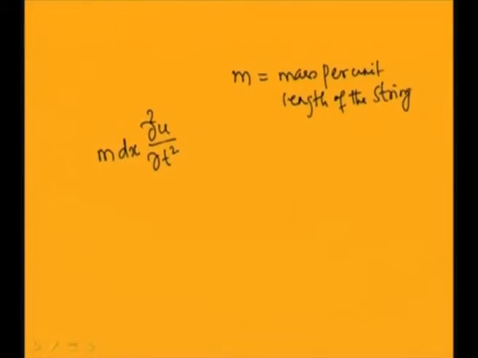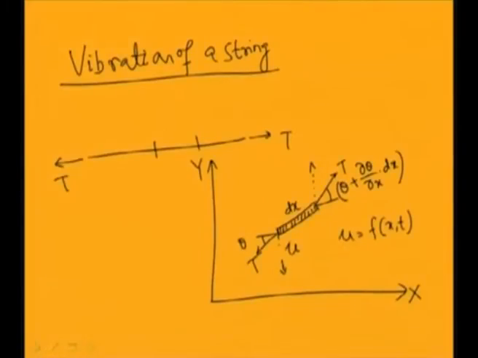So, the derivative with respect to t, that thing we can write as a partial derivative. So, this becomes m dx into del square u by del t square. This is the mass into acceleration. So, this will be equal to net force in this vertical direction. So, net force in the vertical direction equal to T into sine of theta plus del theta by del x into dx. As I am taking this theta plus del theta by del x dx, this angle to be small.